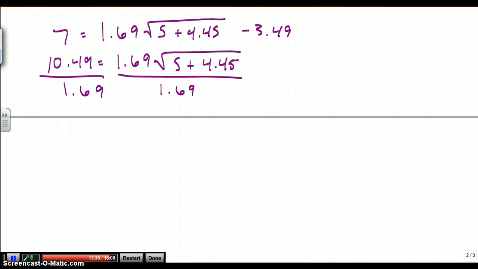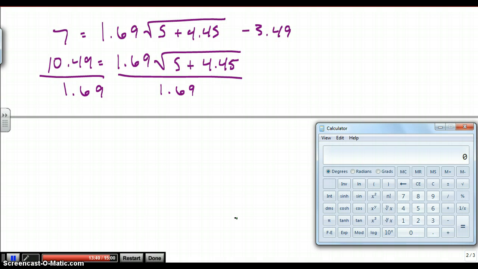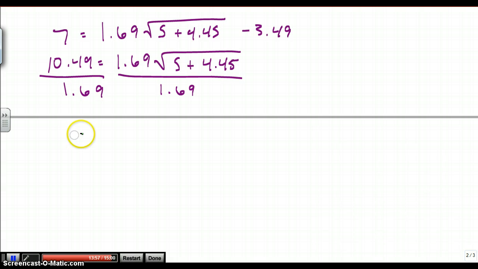Now I'm going to go to my trusty calculator. Yep, that's the one I want. So we got 10.49 divided by 1.69. That gives me, we'll go 3 decimal places, 6.207. So 6.207 equals the square root of S plus 4.45.